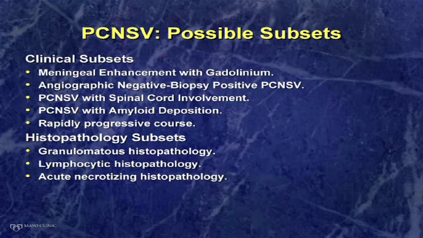One is angiographic negative, biopsy positive CNS, which would indicate a small vessel vasculitis, too small to be seen on angiograms. Spinal cord involvement, probably just a variant. And then those with amyloid deposit. We need to have further investigation. And this rapidly progressive course is a group of patients whose outlook is very poor, who have large vessel involvement. It's probably just a group of patients who are not going to do very well. And then what about separating them by histopathology? I'm not sure about that yet, but it's something to keep in mind.